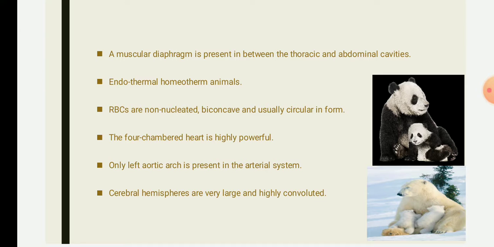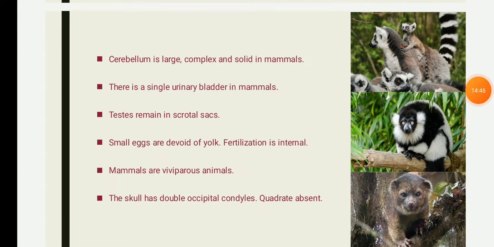The next point is that the cerebral hemispheres are very large and highly convoluted. Due to this convoluted cerebral hemisphere, the memory power is very high, and a very well developed form of brain is found in the mammals. The brain of the mammals has four optic lobes, the cerebrum, and the cerebellum is large and highly convoluted, with the corpus callosum.